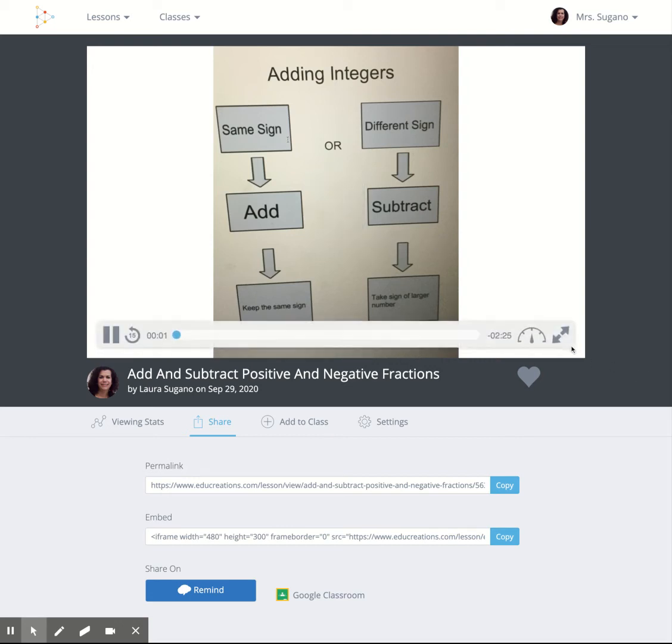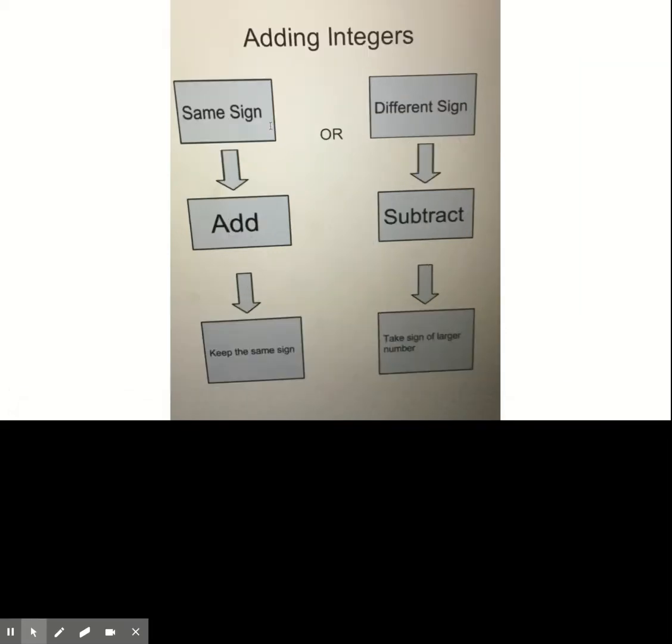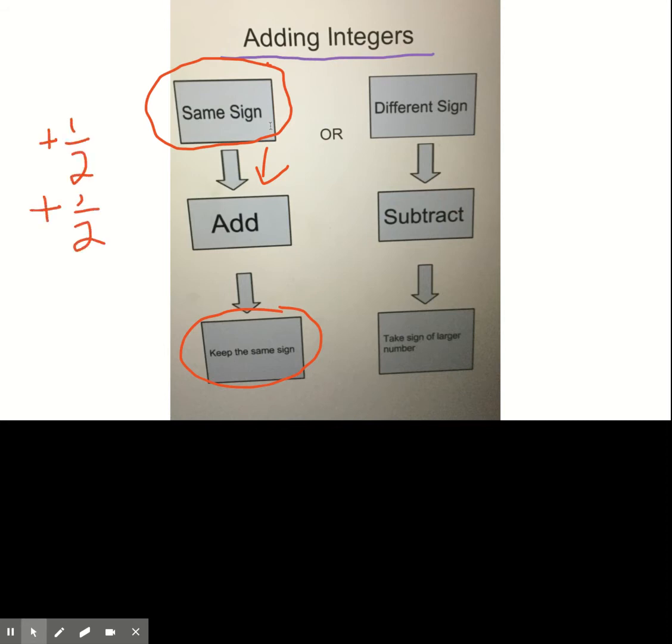Now it's time to learn how to add positive and negative fractions. To do this, we will be using this very important chart we used when learning to add and subtract integers. So remember, boys and girls, if the two fractions have the same sign, you're going to add them together and keep the sign. So, for example, positive 1/2 plus positive 1/2 equals positive 2/2.